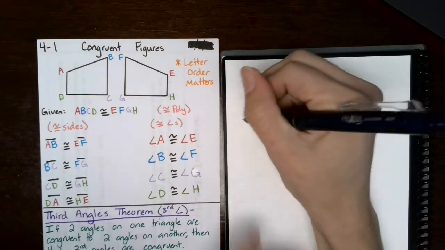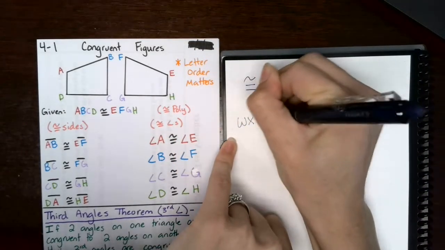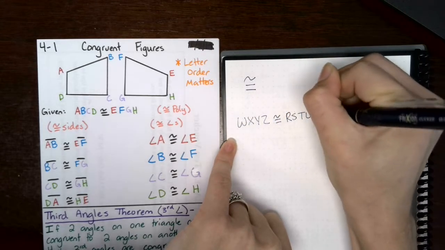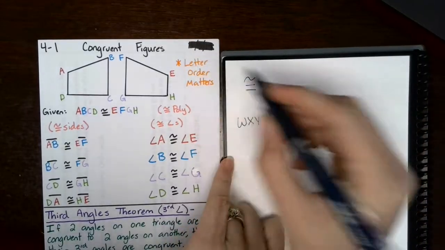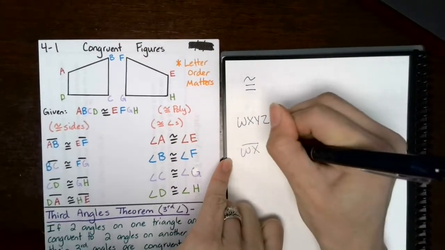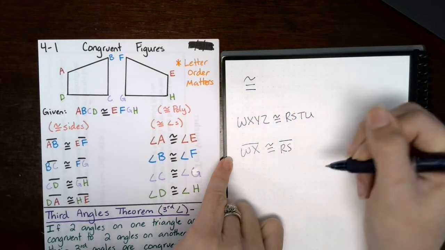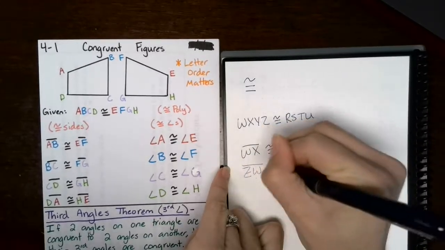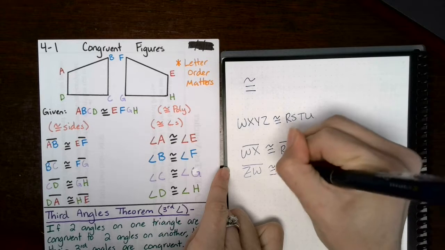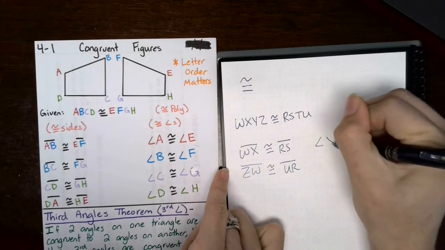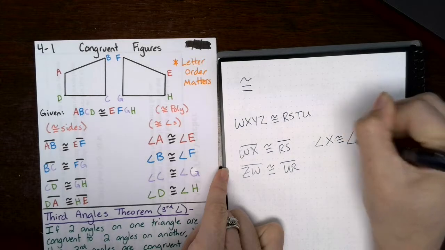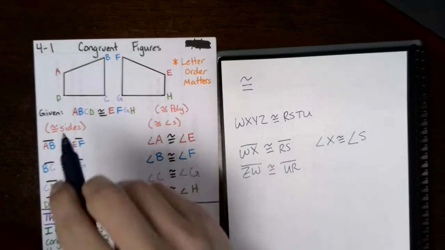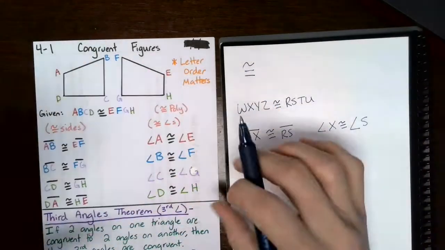And so it doesn't matter. So if I have WXYZ is congruent to RSTU, okay? Automatically, because letter order matters, I know WX is going to be congruent to RS. And I can make that whole list of statements. I can say ZW is going to be congruent to UR. Or I can say angle X is going to be congruent to angle S, because those are both the letters. The corresponding parts of congruent shapes are congruent. That's how that works. There's nothing too crazy going on there.